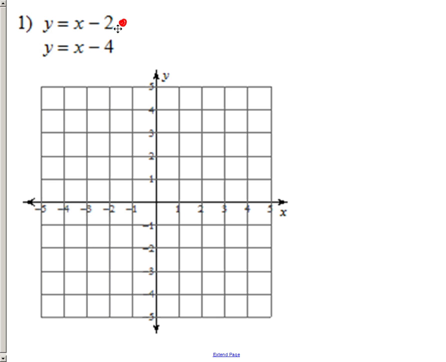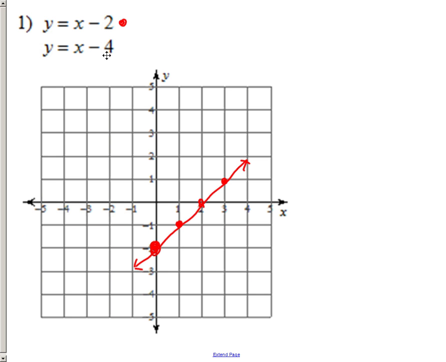Our y-intercept is -2, so that means I come down here to the -2 on the y-axis, and I put a dot there. My slope is what's in front of this x, and that's a +1. So I would go up 1 and to the right 1, up 1 and to the right 1. And so I could extend that as far as I want to. My line's a little shaky right there.